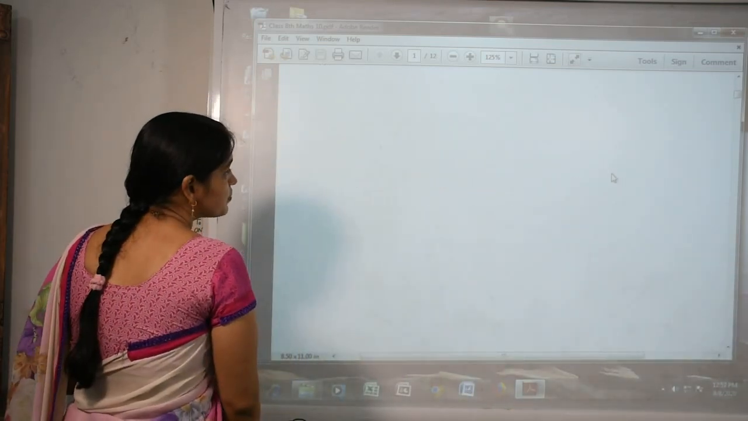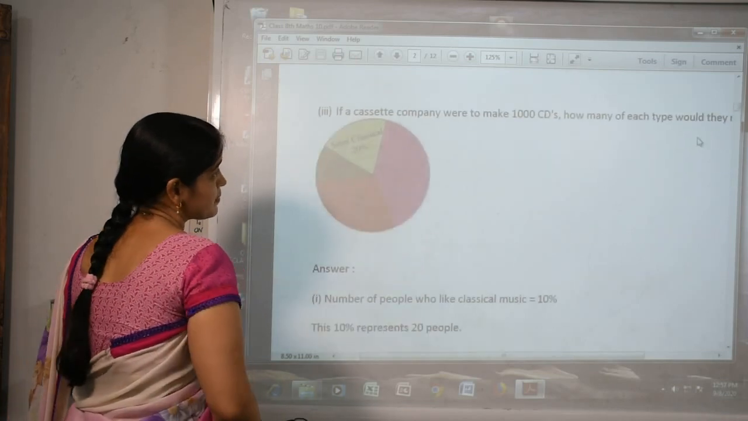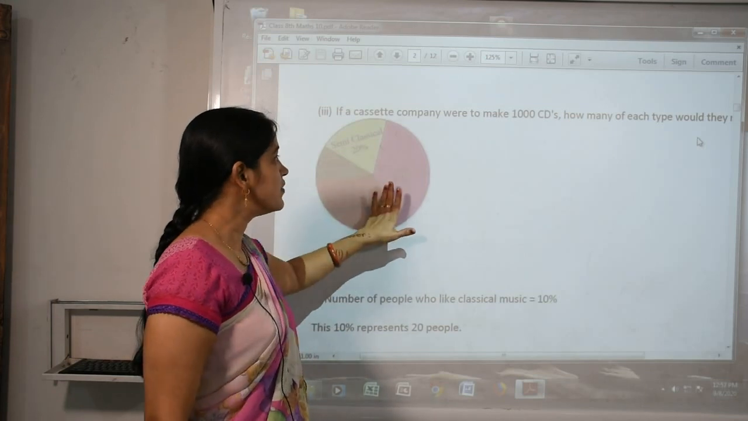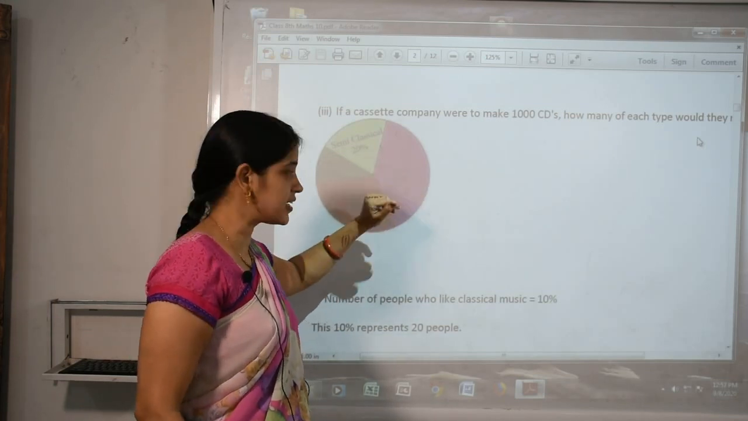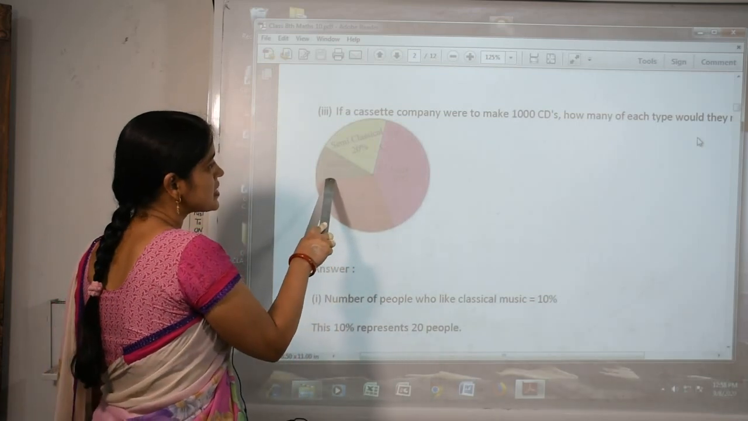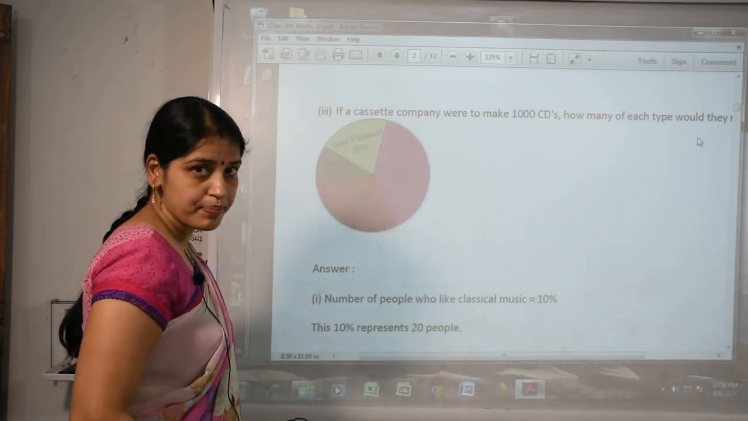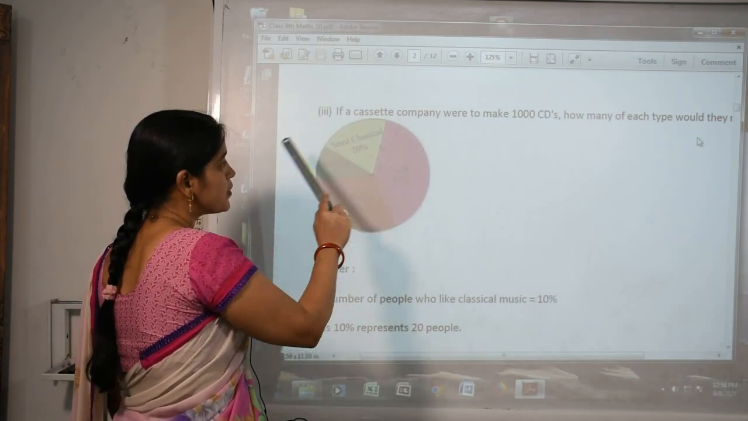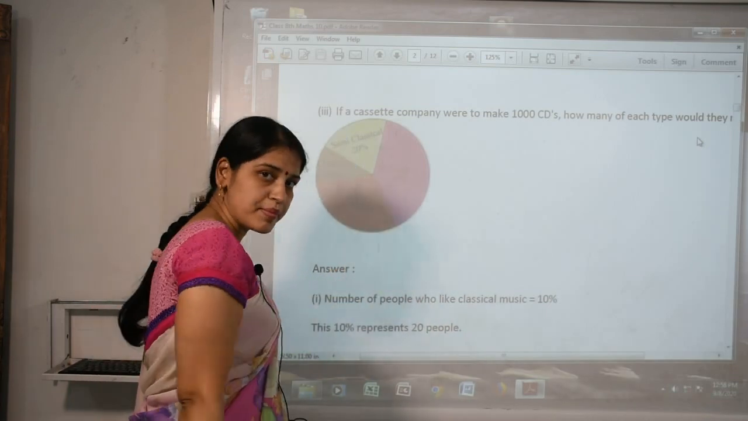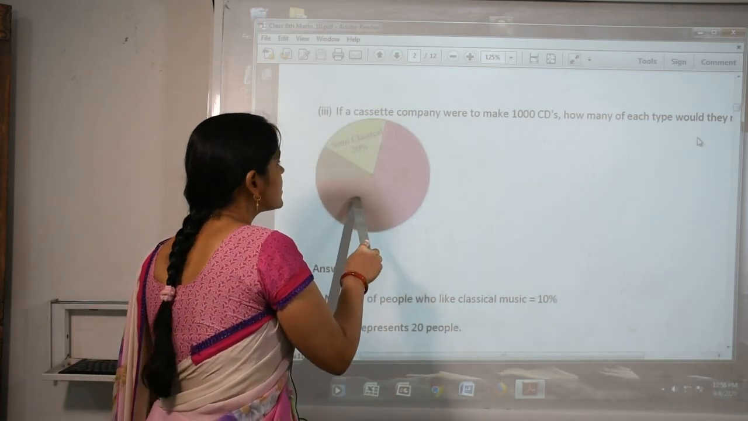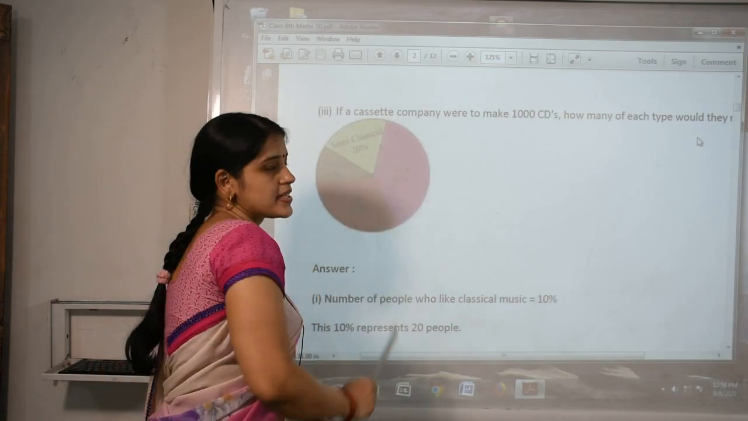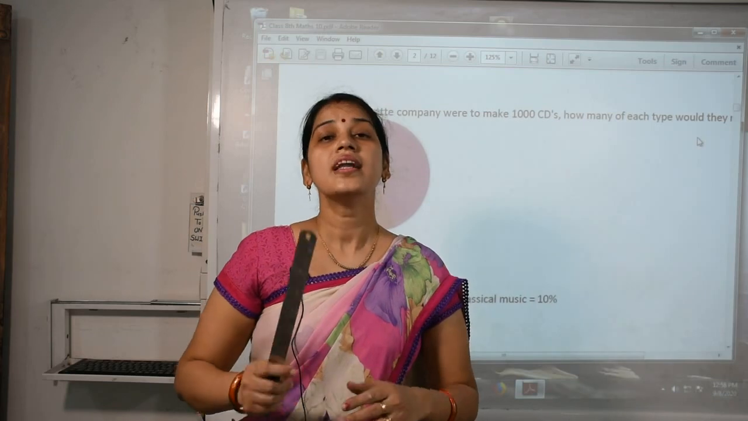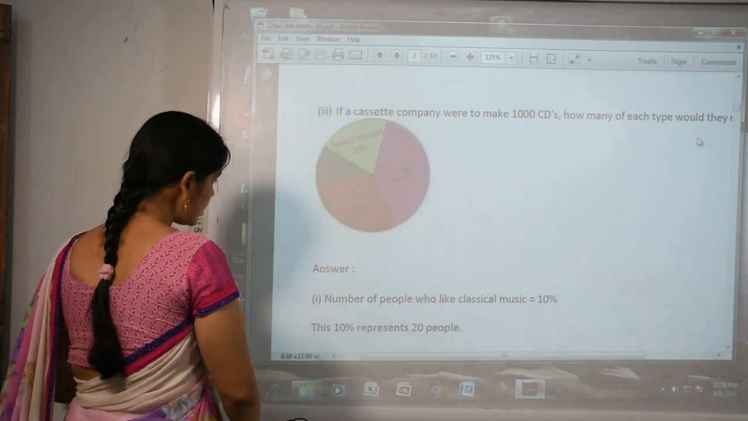So you have been given here this pie chart. Now I explain the pie chart to you. Here you have been given its parts, its sectors. So here first, 10% is given for classical music. That means 10% of people like classical music, 20% like semi-classical music, 30% like folk music and 40% like light music. So this pie chart is mentioned with the question. Now we have to answer the following question.